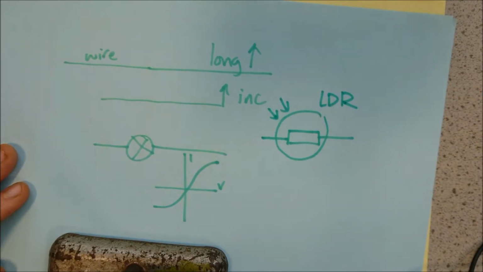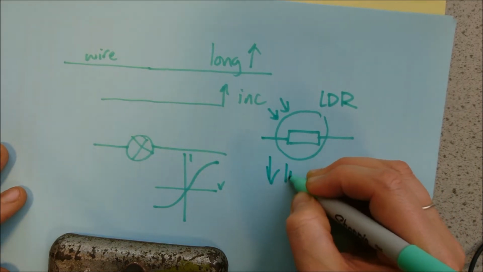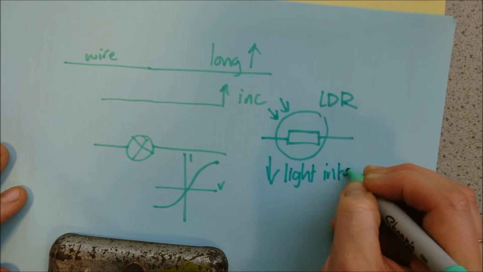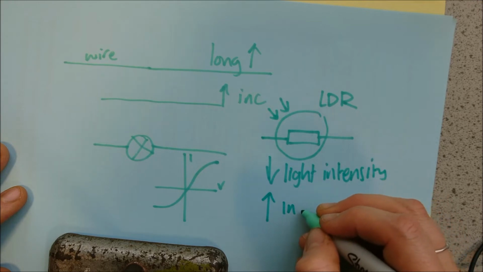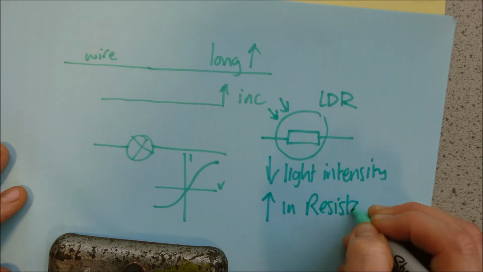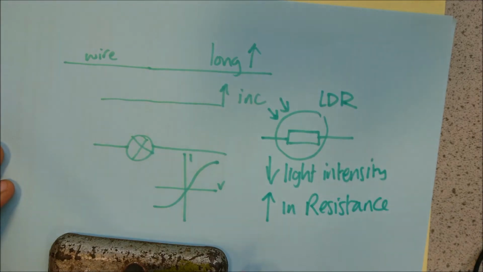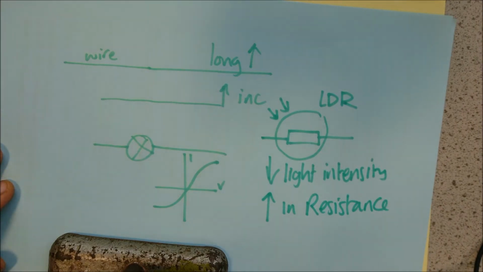We've got the LDR, light dependent resistor, and a light dependent resistor changes the resistance depending upon the amount of light that is shining on it. If there is a decrease in light intensity, there will be an increase in resistance. These are quite useful for things like starting off circuits with security lights, where if you walk in front of them, they will increase the resistance, and therefore that would set off an alarm.